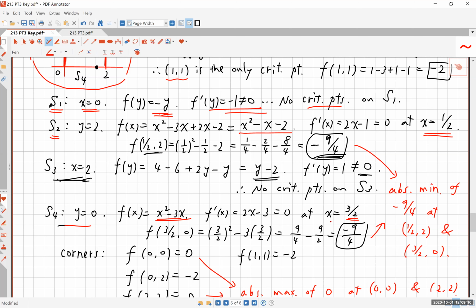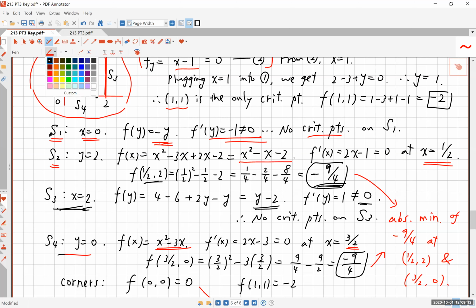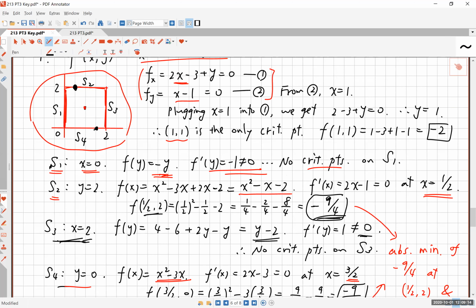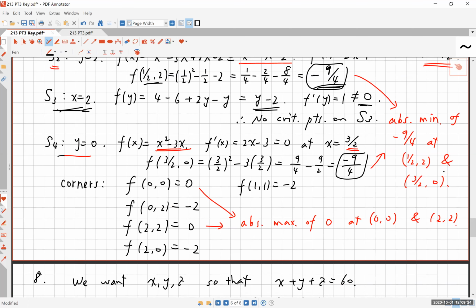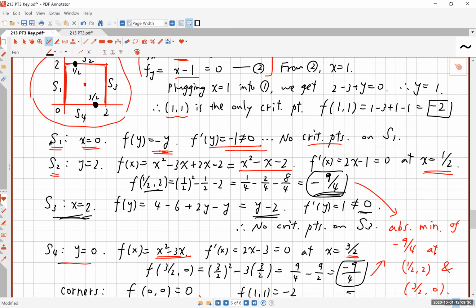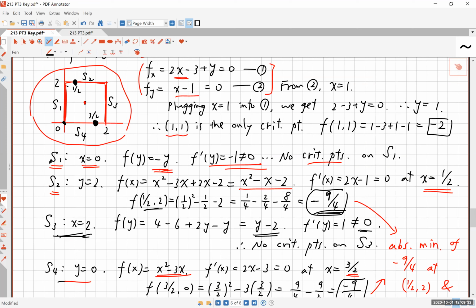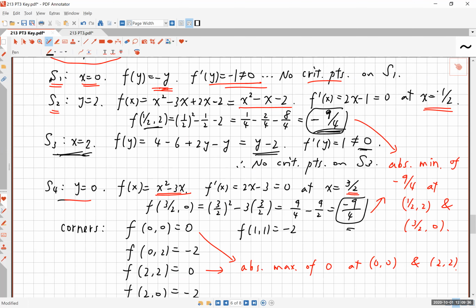Okay, so this particular point that I am going to highlight here with a black point, so this is 1/2, this is 3/2. So these are usual suspects, all right? And so you evaluate the function at that point, all right? And then do not forget the corners. You have 4 corners: (0, 0), (0, 2), (2, 2), and (2, 0).